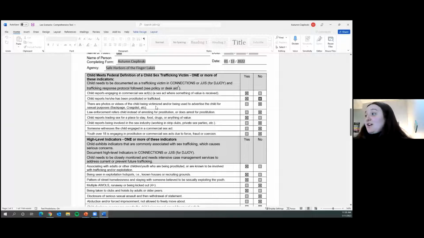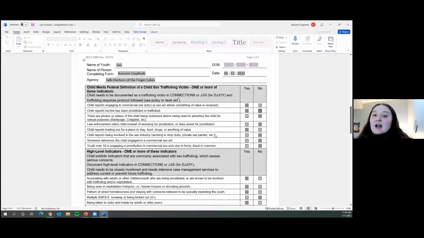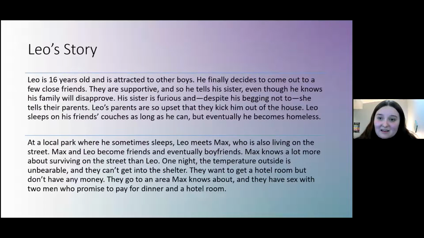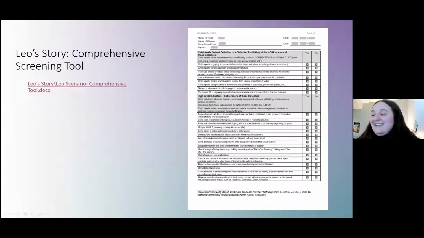We don't know if there are photos or videos. Law enforcement did not refer the child. Child does report having sex for a place to stay or food. He does not report being involved in the sex industry. We don't know if anyone witnessed, and we assume that Leo is not 18, as didn't we talk about his age? As he is 16, yes.